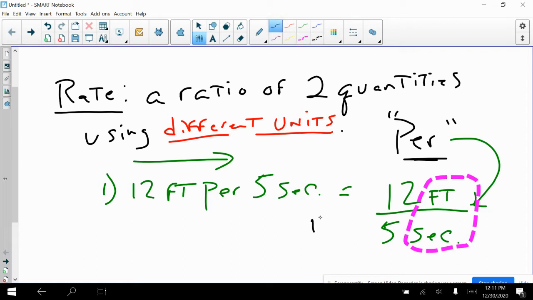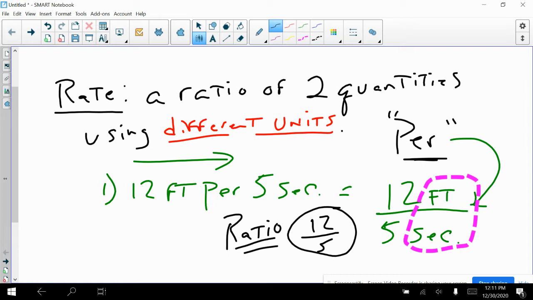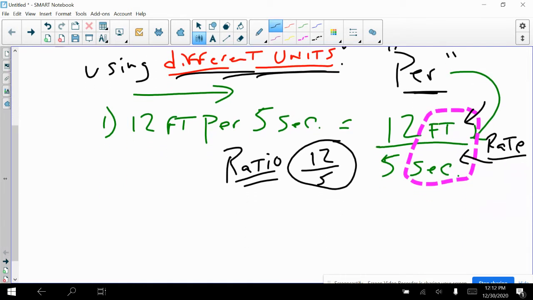Okay, so the only difference here truly is the labels. Because if we would just write 12 over 5, do you have any idea that the top is feet and the bottom is seconds? No, you wouldn't. And if you write it like this, this is considered a ratio because it has no labels on it. When you start putting labels on it, as you see over here, now you have a rate because we have two different units that we are comparing. I hope that's clear.